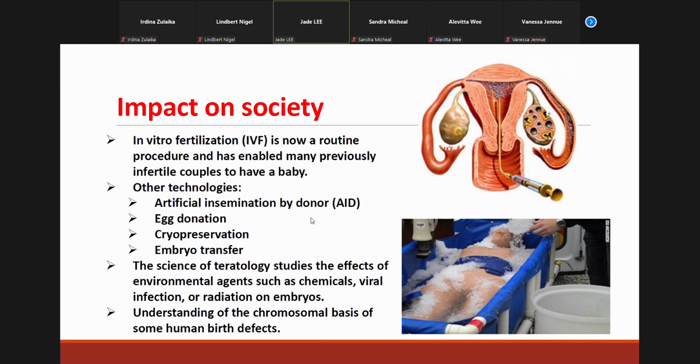Okay, and the science of the technology studies the effect of environmental agents such as chemicals, viral infection and radiations on the embryos, and understanding the chromosome basis of human birth defects. Contohnya, right? Kita ada Down syndrome. Down syndrome, how many pairs of the chromosome yang dia ada? Masih ingat tak?